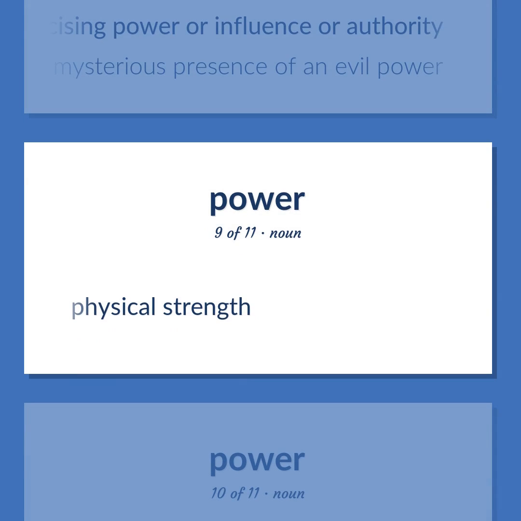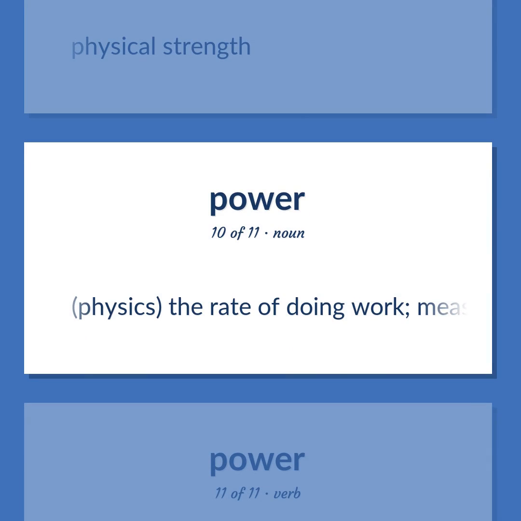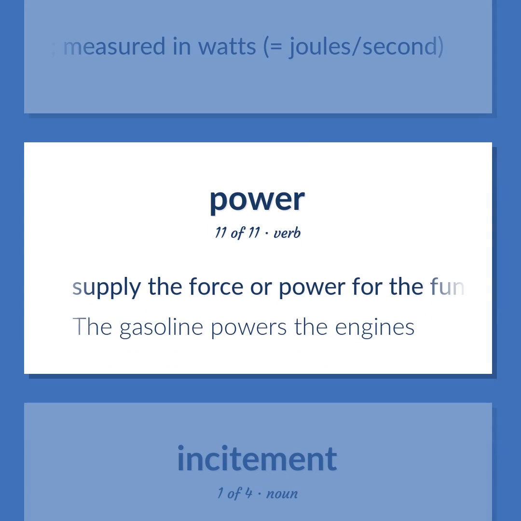Physical strength. Physics. The rate of doing work, measured in watts, equals joule per second. Supply the force or power for the functioning of. The gasoline powers the engines.